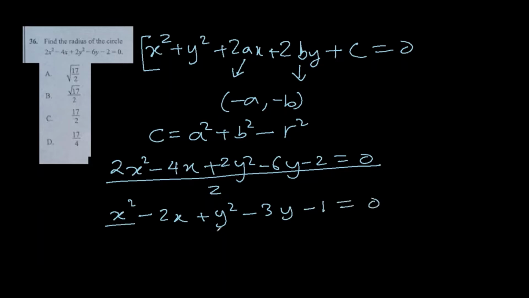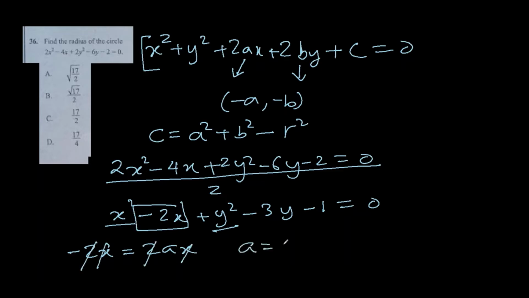Okay, so x squared plus y squared are there. That means minus 2x equal to 2ax, right? So x and x cancel. So what does a give us? 2 and 2 also cancel. So a equal to minus 1.